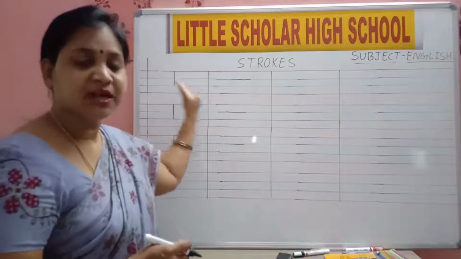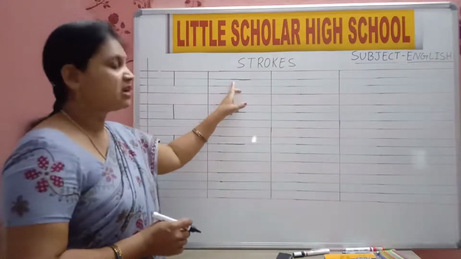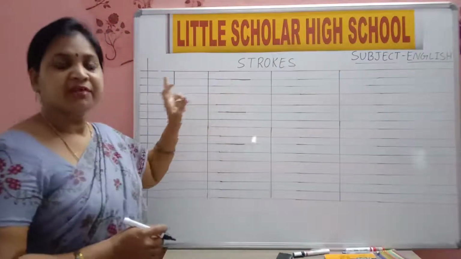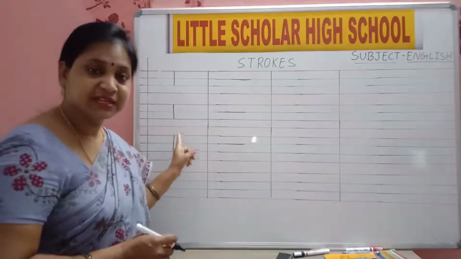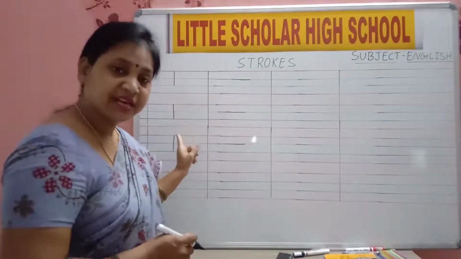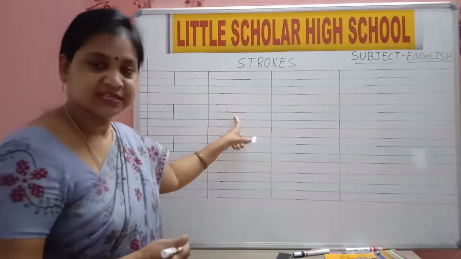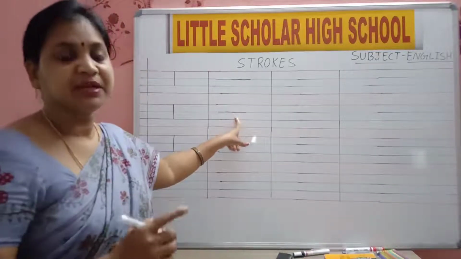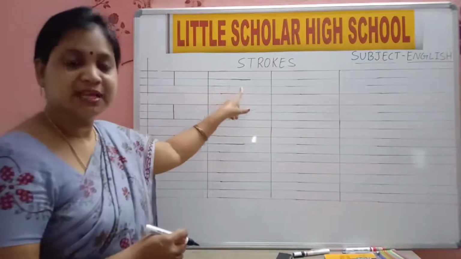Standing line, fill one full paper. On the second paper also standing line. Then you will write sleeping line. Every day you will write one stroke. Today if you write standing line 2 pages, the next day you will write sleeping line 2 pages. Okay. Standing line, sleeping line.